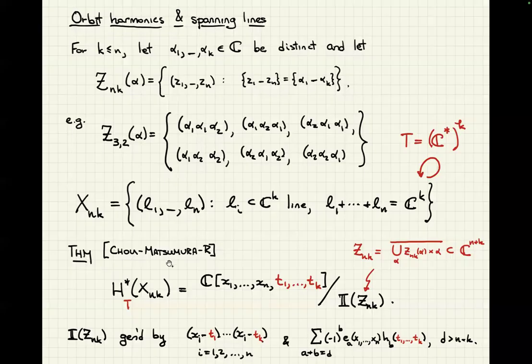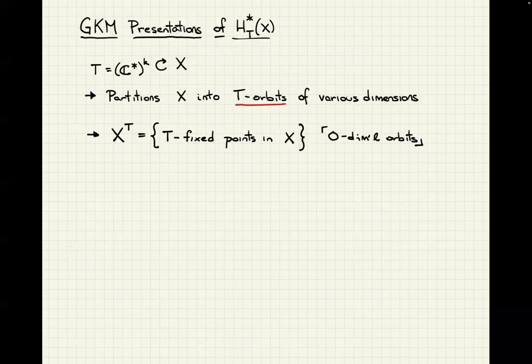And along with Raymond and Tomoo, I proved that the torus-equivariant cohomology of X_{n,k} can be presented as this orbit harmonics-like quotient. And in fact, we have generators for this ideal, right? And these generators have this nice form. So I believe this last generator is known as a factorial Schur function.